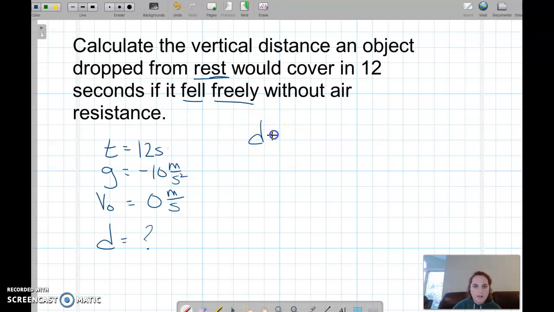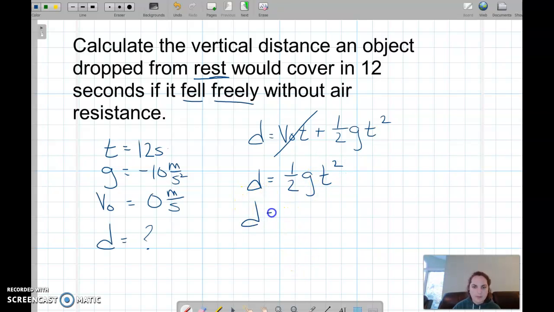Well, I know that d is equal to v naught t plus 1/2 g t squared, where d is my distance, v naught is my initial velocity, t is my time, and g is my acceleration due to gravity. All right, so I can plug all of this information in and come out with an answer, but I'm going to go ahead and cross out some things that I know are going to equal 0. All right, so my v naught t, I know that that's going to be 0. Why? Because v naught, or my initial velocity, is 0 meters per second. So I can go ahead and write my new equation just like this.